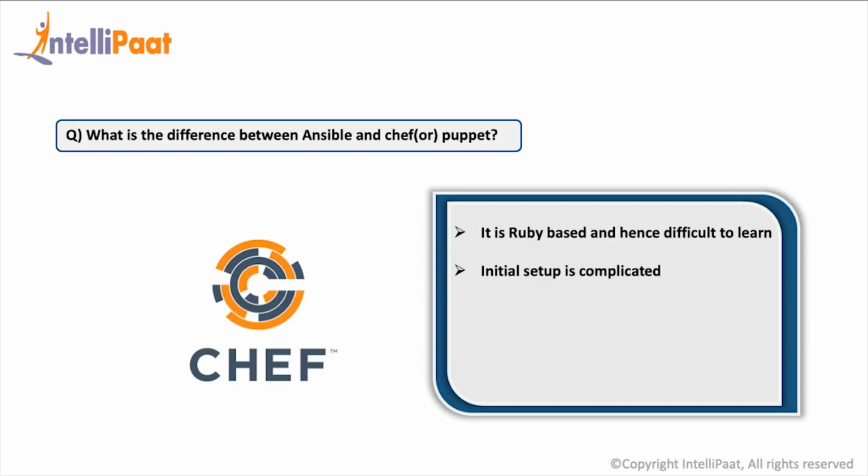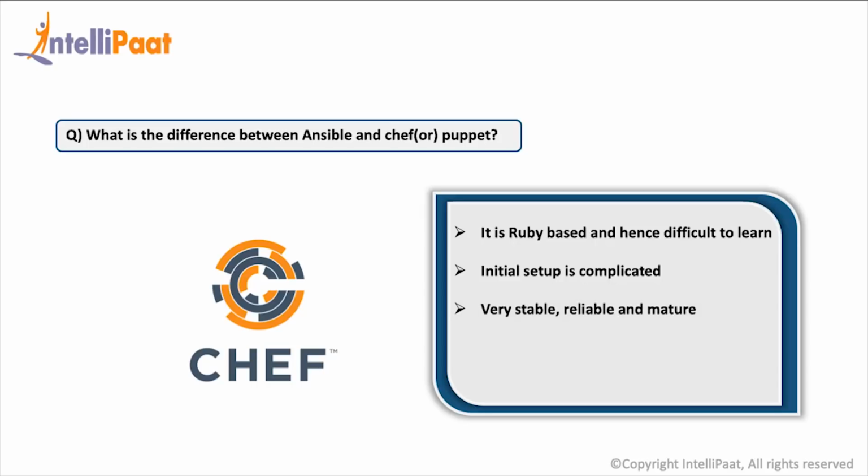The initial setup is complicated. When I compare it with Ansible, the setup was very easy because I just had to install Ansible on the host machine, and on the client machine I didn't have to install any software. But with Chef you have to do that, and hence it becomes a little complicated.